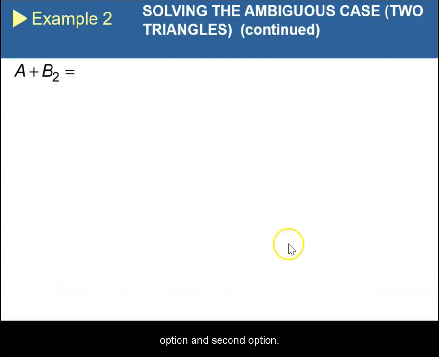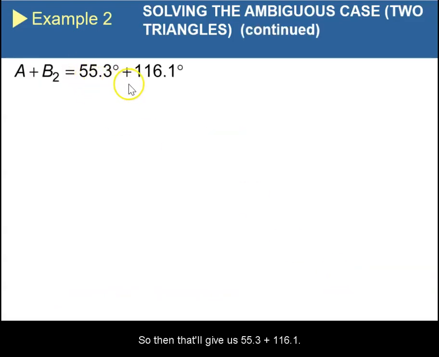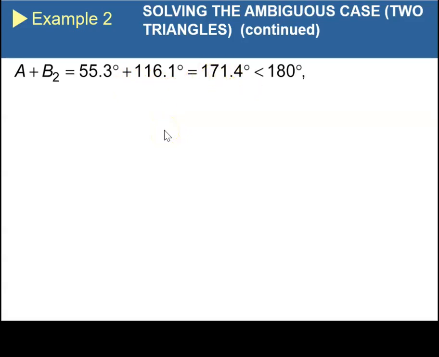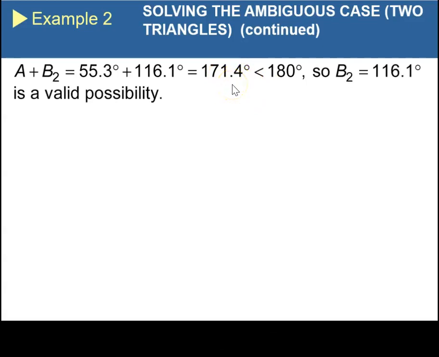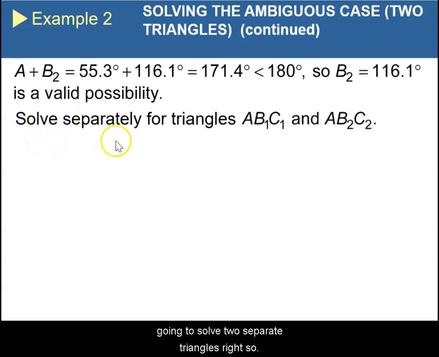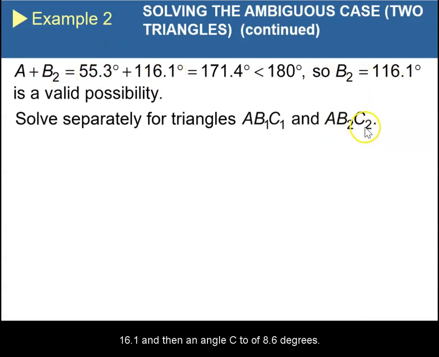We're separating the first option and second option. Okay, so then that'll give us 55.3 plus 116.1, which is 171.4, so that's under 180. So that means that our angle of C would be extremely small, right? Less than 9 degrees. So it's a valid possibility, although I would assume highly unlikely. We still have to check it out. Okay. So we're going to solve two separate triangles, right? So AB1 will give us one option. AB2 would be 55.3, 116.1, and then an angle C2 of 8.6 degrees.